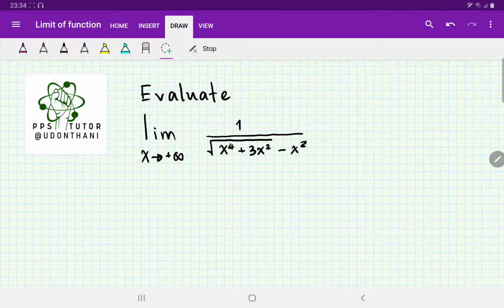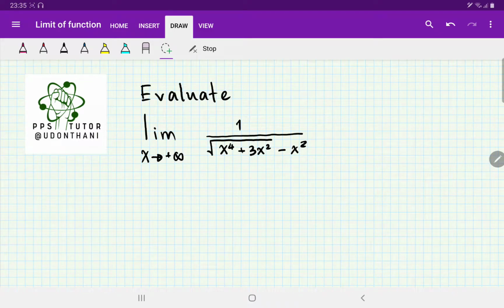Today I have a problem from the pre-calculus textbook. It is a problem about the limit of a function as x approaches plus infinity. The problem is: evaluate the limit of 1 over the square root of x power 4 plus 3 times x power 2, minus x squared, as x approaches plus infinity.